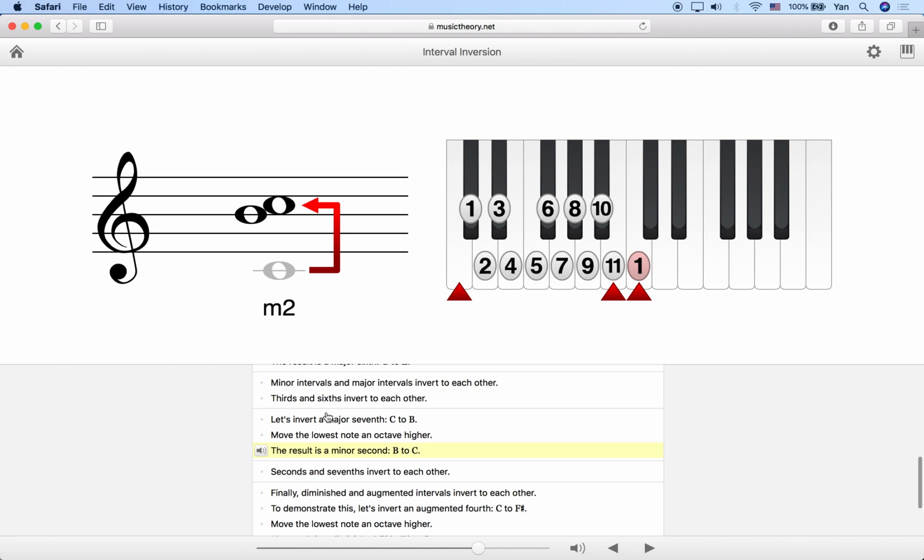Now, just as you can see here, the rule still applies. A major interval inverted into a minor interval. Okay, so let's listen back. That's the major seventh.